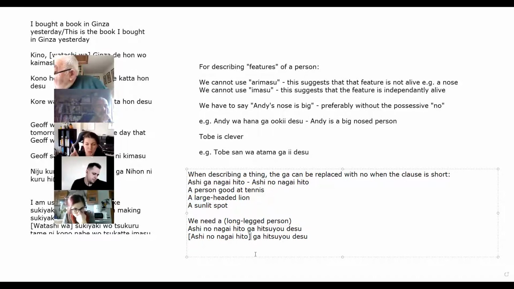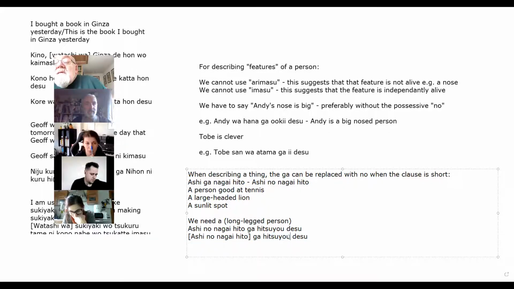Effie, go ahead. Is it because we also have a second adjective there? Is it always used when you have a second adjective, like big, small? Is it because you use nagai and hitsuyou? It's not the fact that it's two adjectives, it's the fact that I want to put one described object into a different sentence. So the purpose of this sentence isn't to describe the person with long legs, it's to say that that person is necessary.